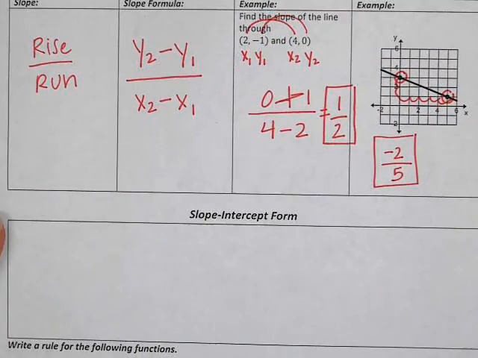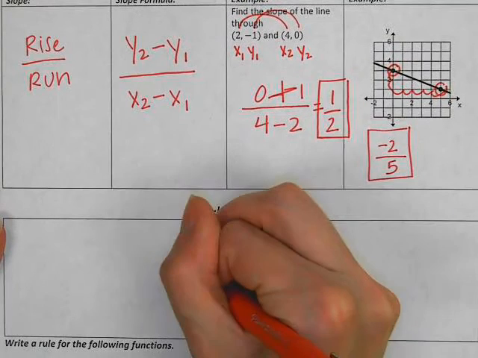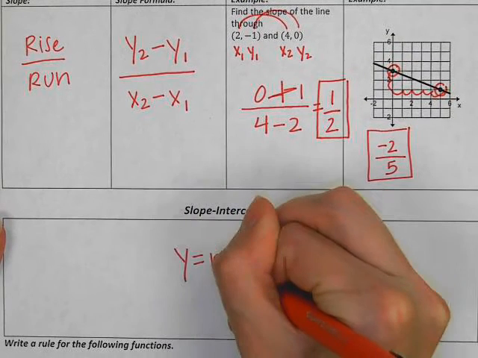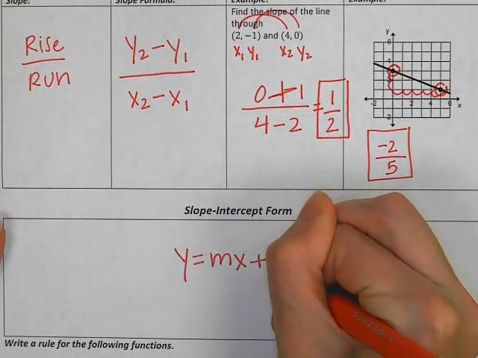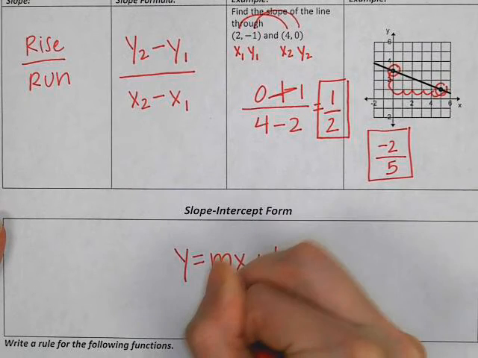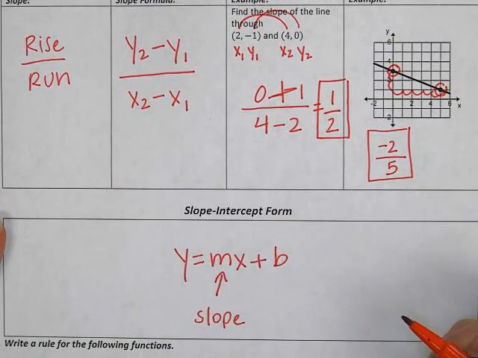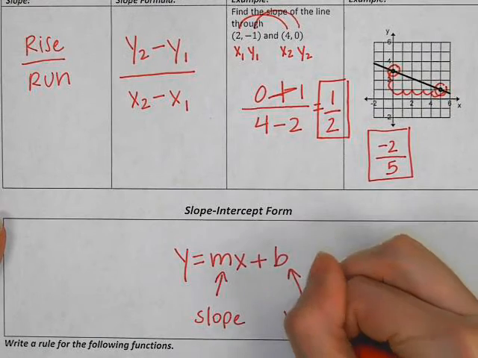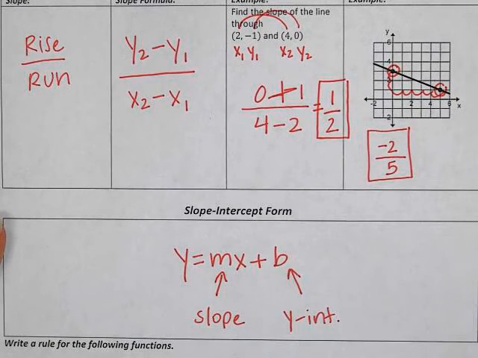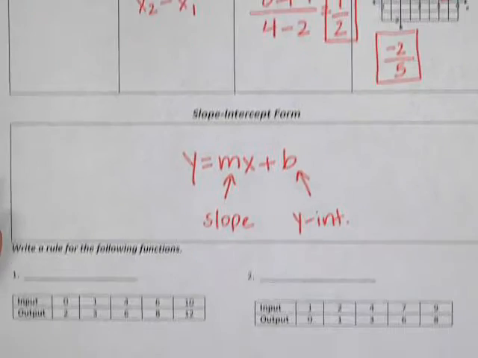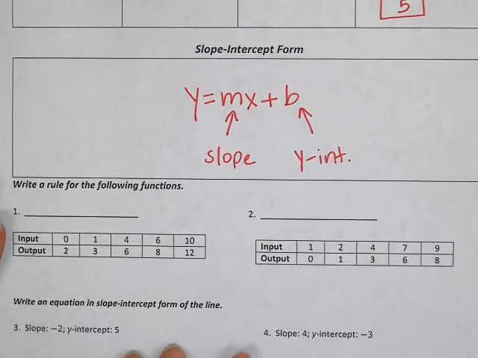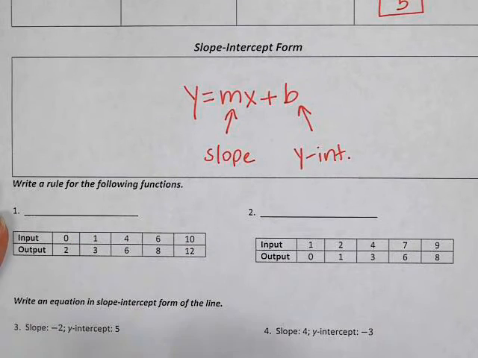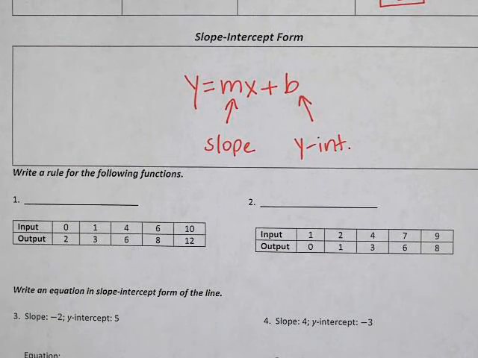And then a reminder of slope-intercept form. It's y equals mx plus b, where m is the slope and b is the y-intercept. All right, so today we're going to learn how to write tables and graphs and other things in slope-intercept form.